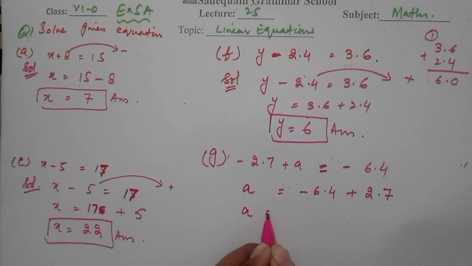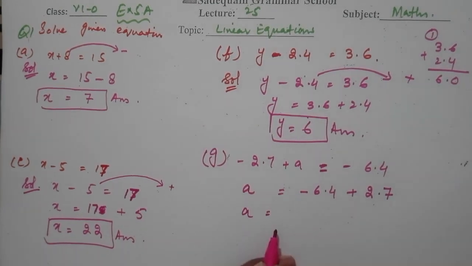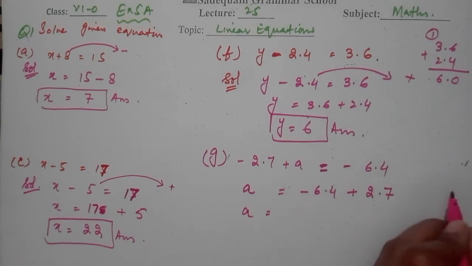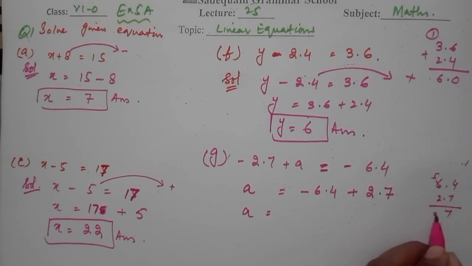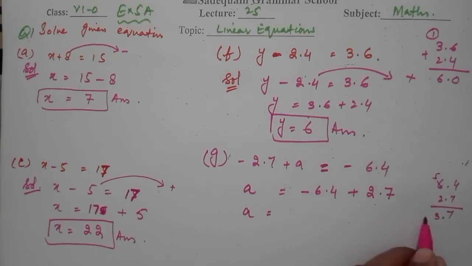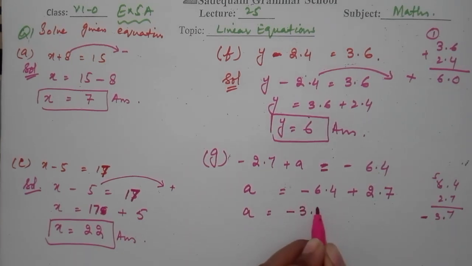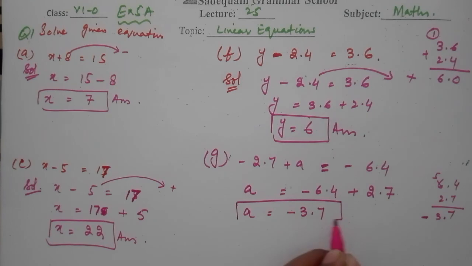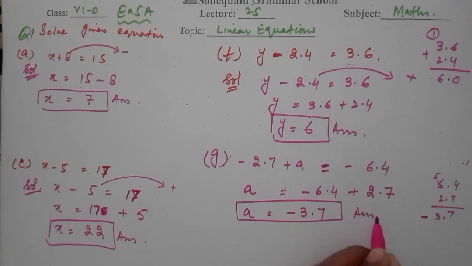Now we have to find out the value of a. So when we subtract it here, plus minus minus, it will be 6.4 minus 2.7. So 6.4 and 2.7. When we subtract, 14 minus 7, it will be 7. What is left? 5. 5 minus 2, 3. So it will be 3.7. And which value is greater? This one is greater. So the answer must have the sign of the greater number. So it will be minus 3.7. So that is the answer for this solution value.